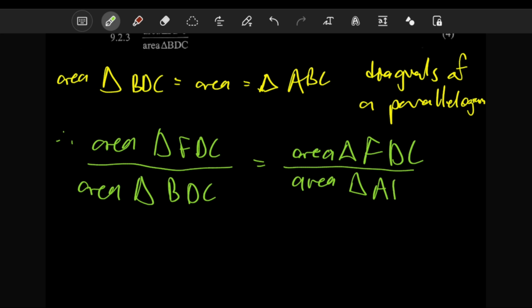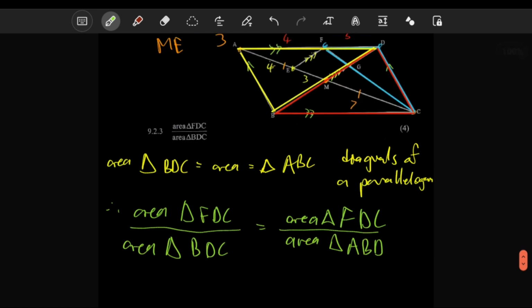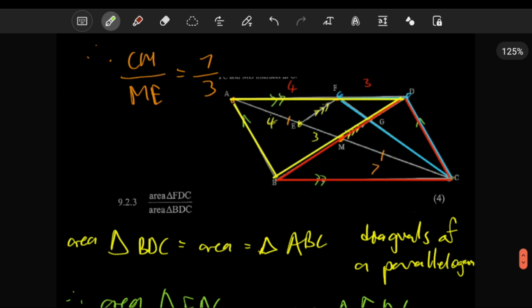Down here we have ABD, and obviously the areas of these two triangles, you have to be careful now. What we are trying to show is that the triangle FBD has the same height as the triangle ABD.